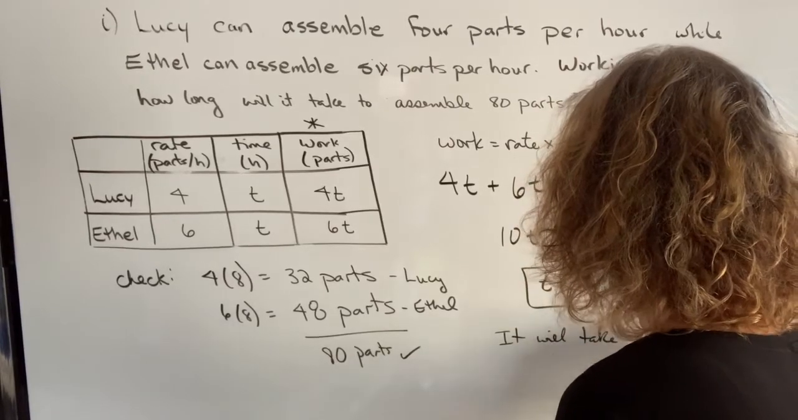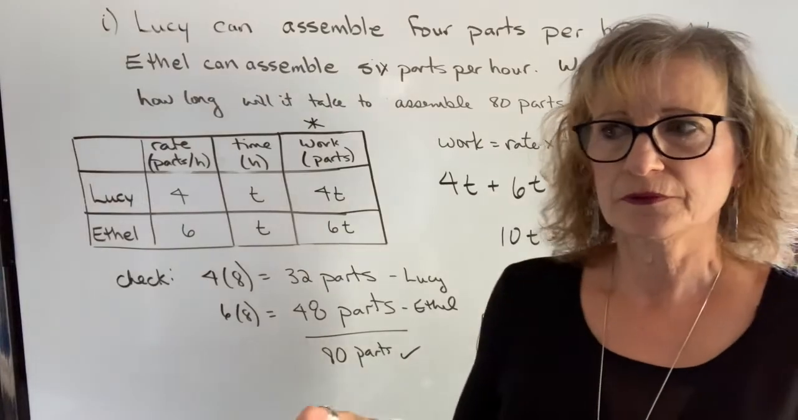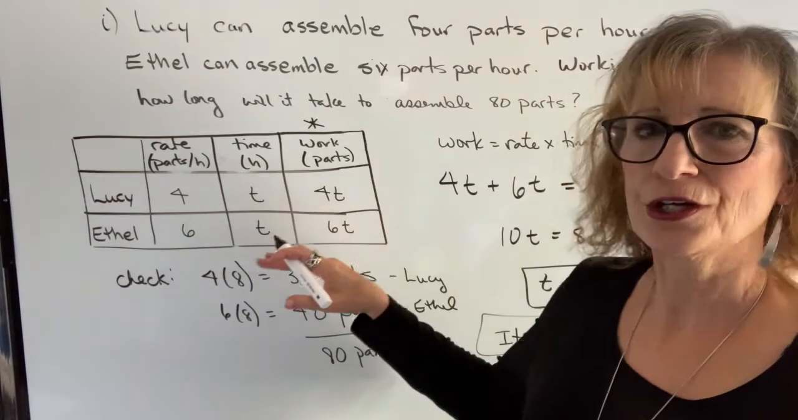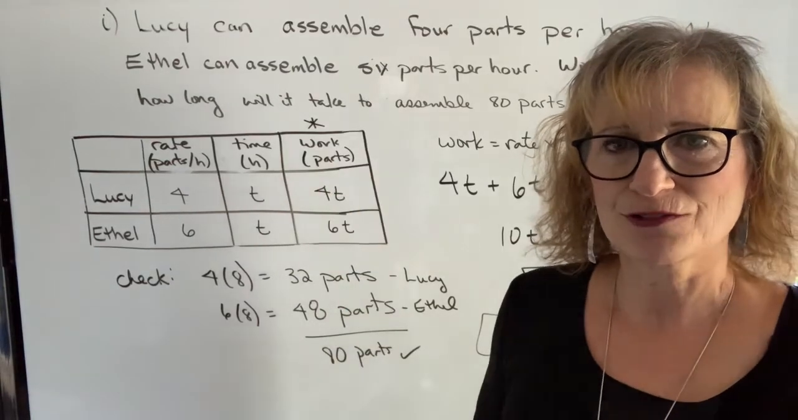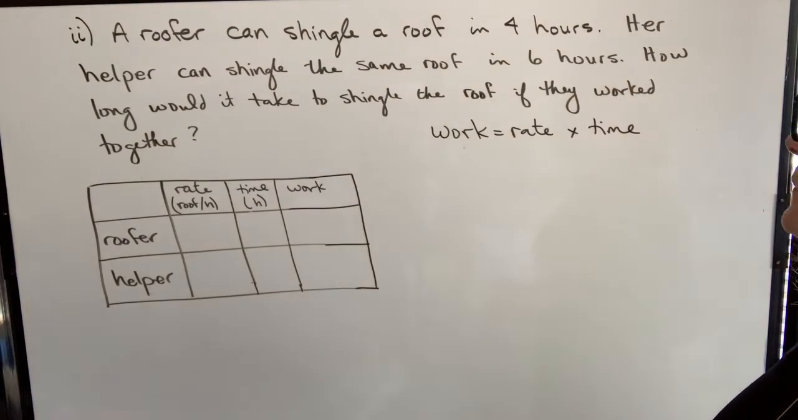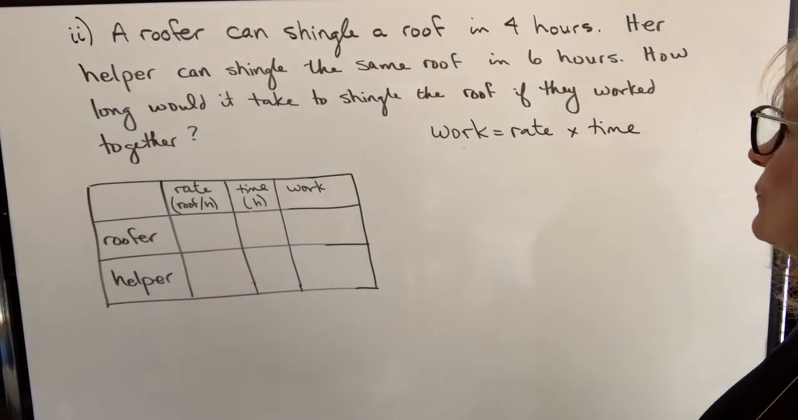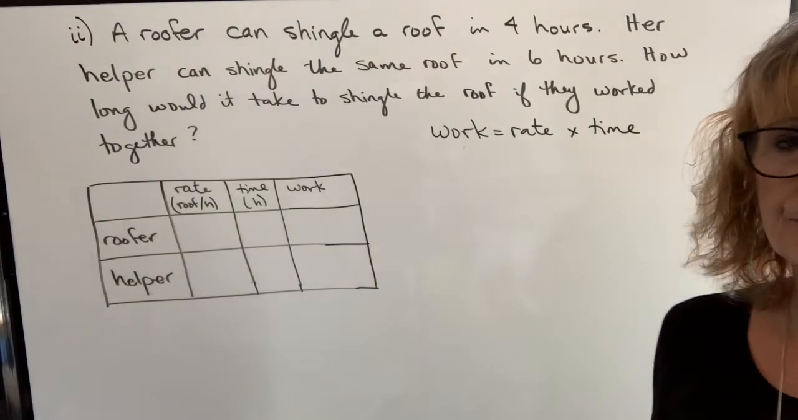Let's move on to a question where we're going to use this chart, but the rates are expressed a little bit differently than they were in this question. In our next example, a roofer can shingle a roof in 4 hours. Her helper can shingle the same roof in 6 hours. How long would it take to shingle a roof if they work together?